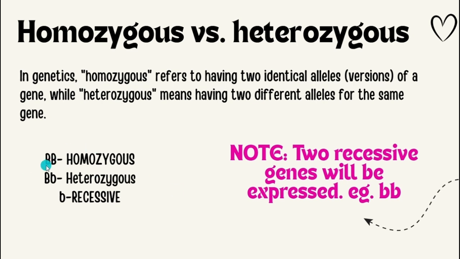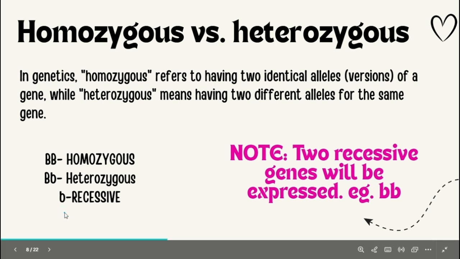So in the example here we have two Bs. Big B, big B is homozygous because both alleles, both genes, are the same, right? And then you have heterozygous, which means they're different. So it means that one of them is different. So you have big B, little b.